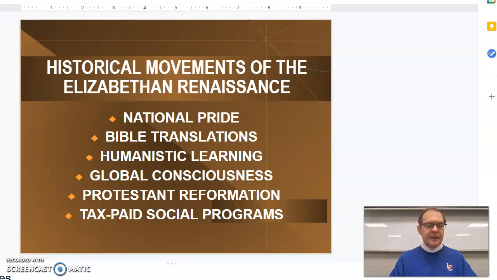The Renaissance is an Italian movement begun by Petrarch, emphasizing classical architecture and philosophy and learning. People at this time were very interested in global matters. Commercial rivalries began, creating a national consciousness. So not only the Protestant Reformation, not only a global consciousness, not only humanistic learning putting emphasis on us, a lot of Bible translations, a national pride. You're proud to be English, or proud to be Spanish, or proud to be French at this time. And interestingly, even some early tax-paid social programs to give war widows a pension, or old warriors got a government pension as well during this time.